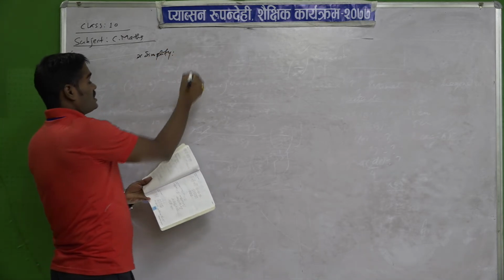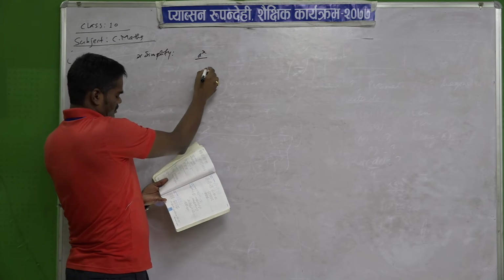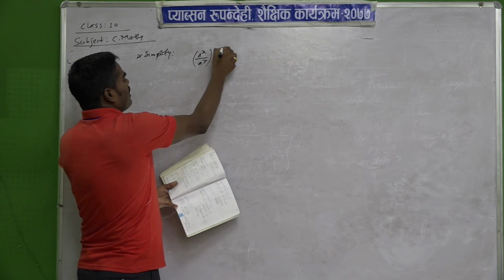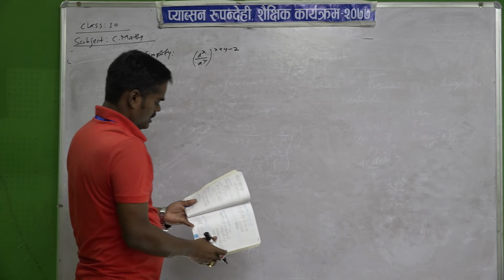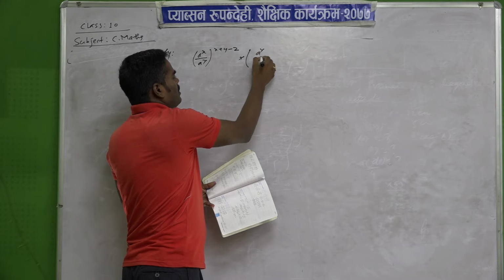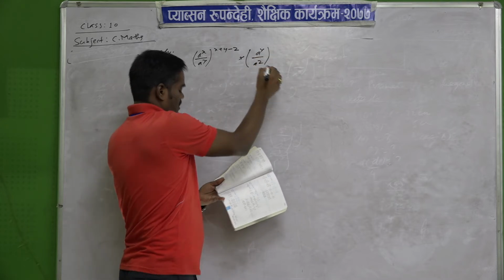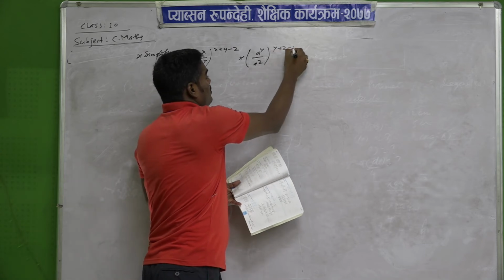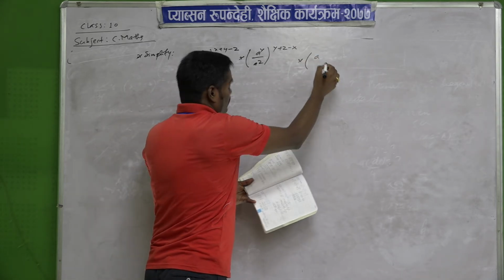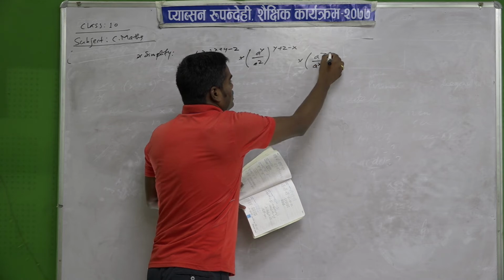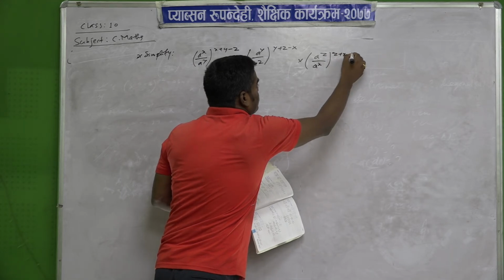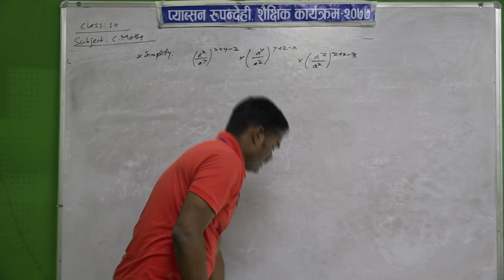Simplify: given here a power x upon a power y, whole power x plus y minus z, and the other is a power y upon a power z, whole power y plus z minus x, into a power z upon a power x, whole power z plus x minus y.